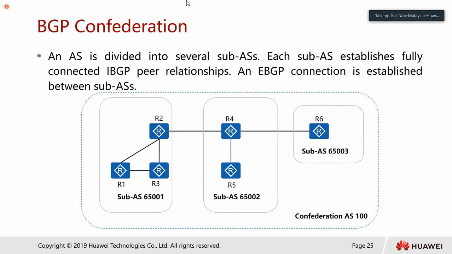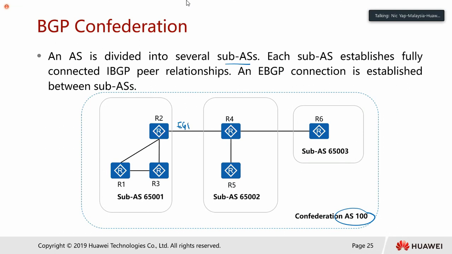And the next one, and this is where the confederation comes in. Confederation means that you're going to divide your AS into several sub ASes, cut it into smaller ASes from your confederation AS. Just like this, all 6 routers belong to AS100. From AS100, I'm going to cut a small piece, 3, 2, 1.